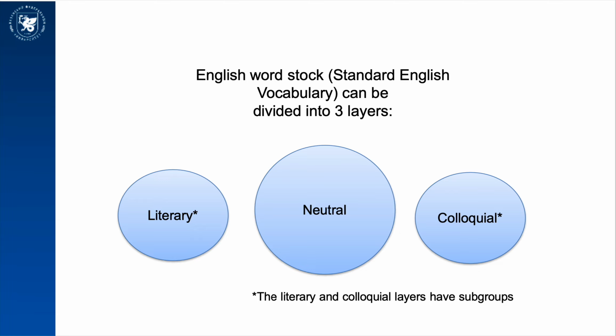So the English word stock, or standard English vocabulary, you can use them interchangeably. It's quite the same thing. It can be divided into three layers. They are the following: the literary, neutral, and colloquial. So the biggest one is neutral. It means that people tend to use words that are not positive or negative in their meaning. They are not bad or good, they are neutral. And mind that the literary and colloquial layers have their subgroups.